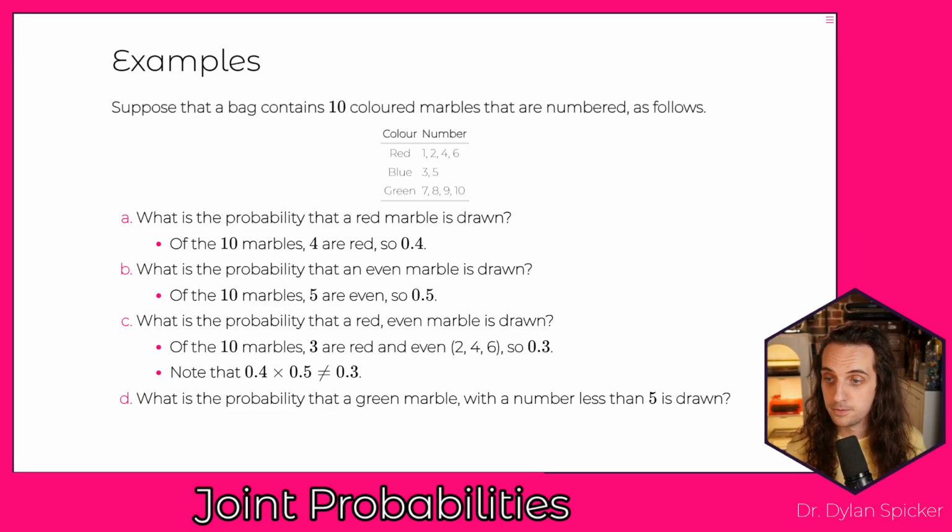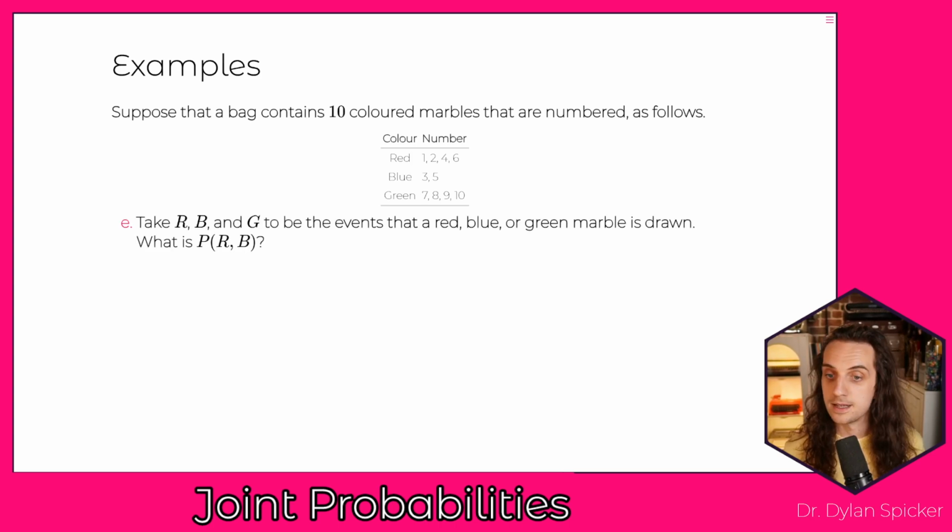Now, what's the probability that a green marble with a number less than 5 is drawn? If we look at the green marbles, we have a 7, 8, 9, and 10. And so there are no green marbles that are less than 5. And so this probability has to be 0. Right? There are 0 marbles that satisfy this.